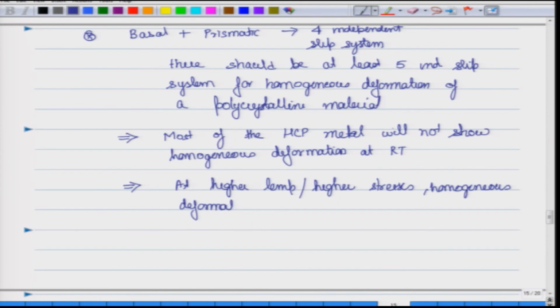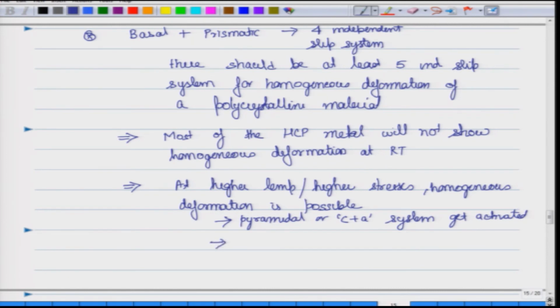So, what are the possibilities that will lead to homogeneous deformation? So, there are two possibilities. One, that some of the other slip systems get activated. So, pyramidal or C+A system get activated. And there is still another possibility, twinning. So, we already have 4 slip systems, but twinning can act as a 5th independent slip system.